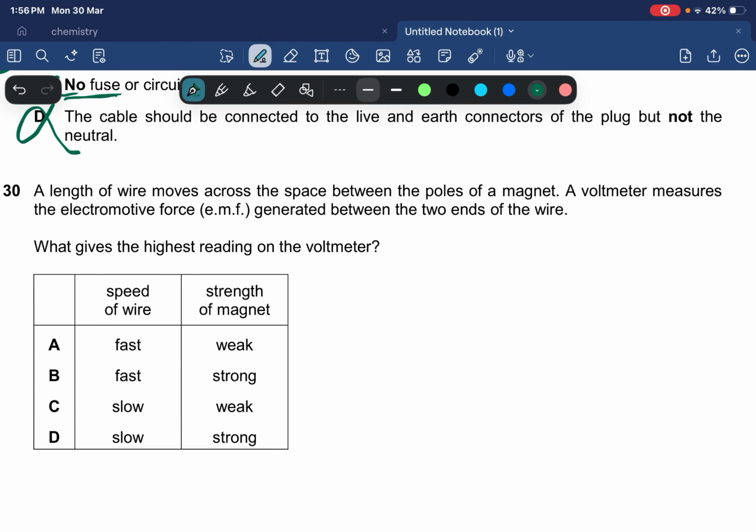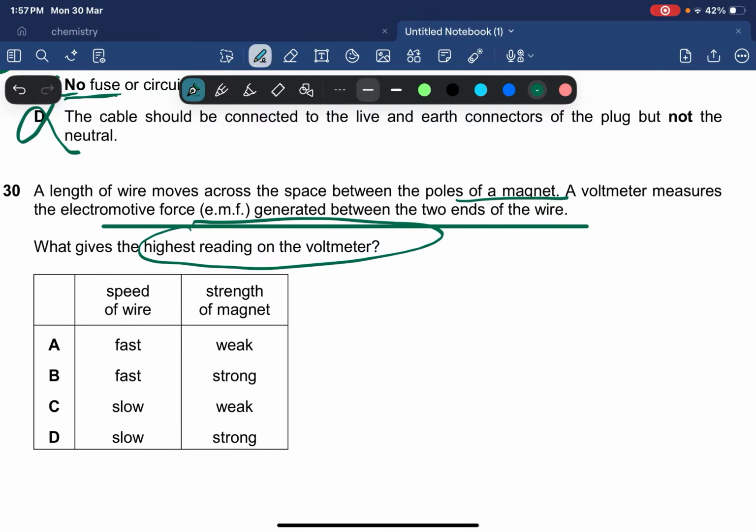A length of wire moves across a space between the poles of a magnet. The voltmeter measures the EMF generated across the two ends of the wire. You know that's Faraday's law of electromagnetic induction. Which will give the highest voltmeter reading? The greater the rate of change of flux, the greater the voltmeter reading. So the wire should move fast, and the magnet should obviously be strong. That's going to give you the highest reading.